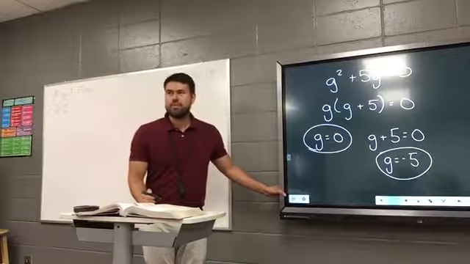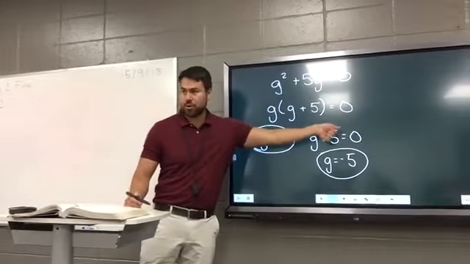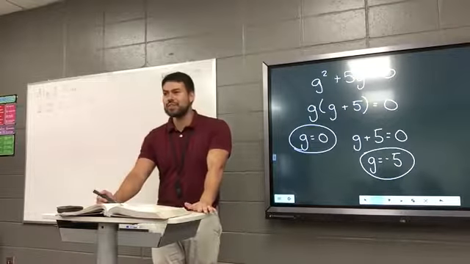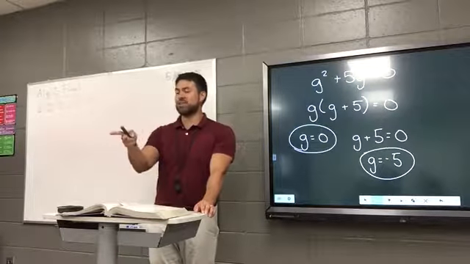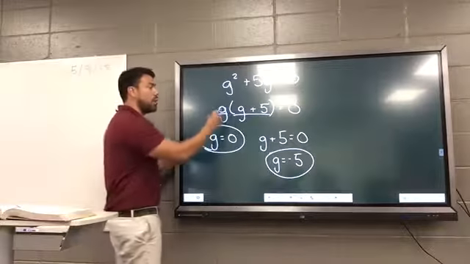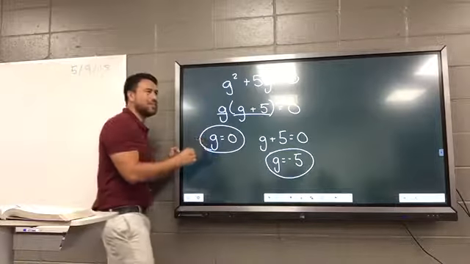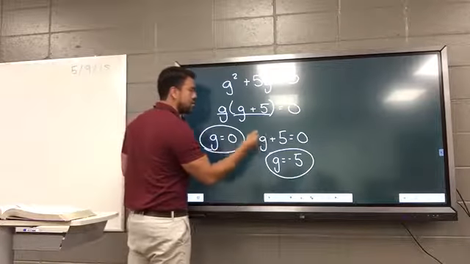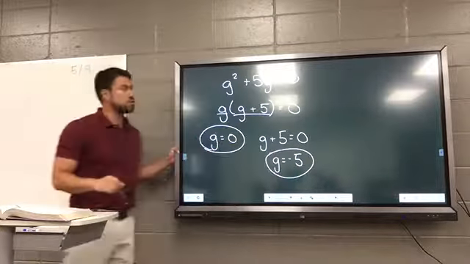What theorem says that when two or more numbers are being multiplied and they get me zero, one of them has to be zero or both of them have to be zero? It's called the zero factor theorem. So are these two being multiplied? So one of them or both of them have to be zero. What does G equal when G equals zero? I know that sounds redundant, but it's zero. What does G equal if this is going to equal zero? Negative 5. So those are my two answers.